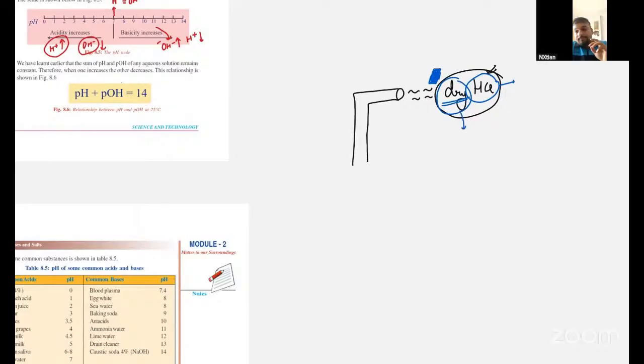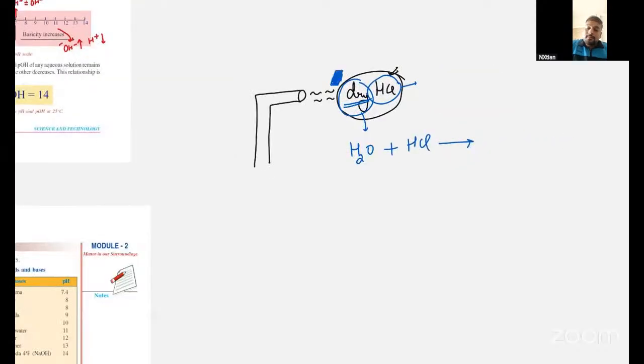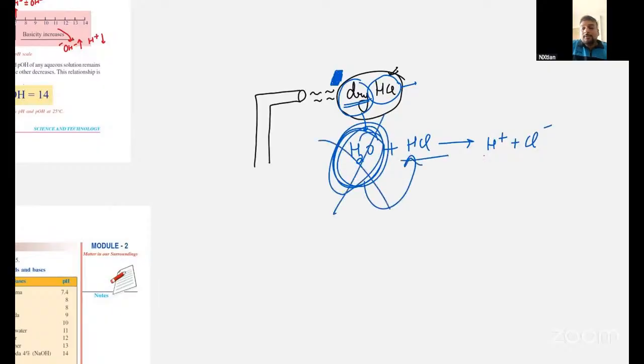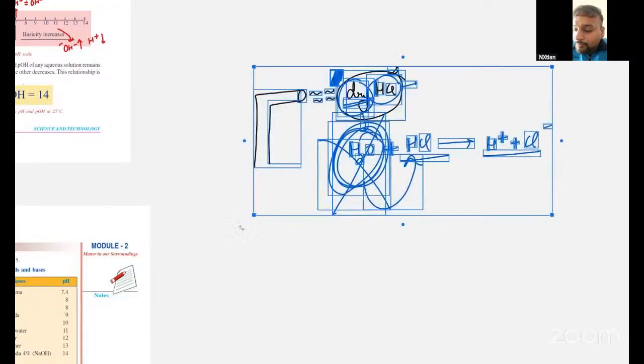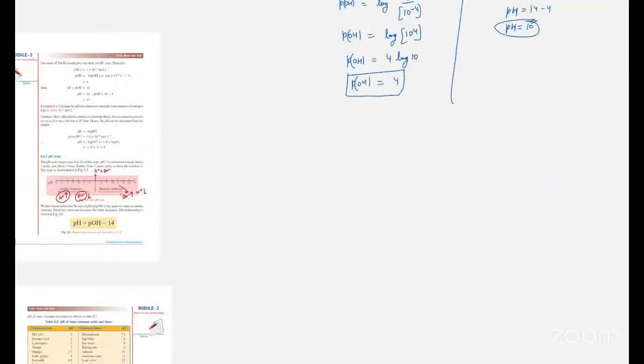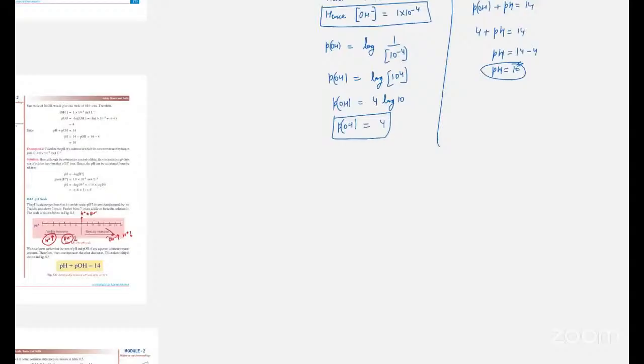Dry basically means water is not there. So if water is not there in HCl, the HCl will not dissociate into H plus and Cl minus. Water is very, very important for the dissociation. If water is not there, the HCl will not dissociate, and H plus and Cl minus will not be formed. Did you understand, sir? I understand. So this is the role of water in dissociation. Got it? Yeah, I got it.